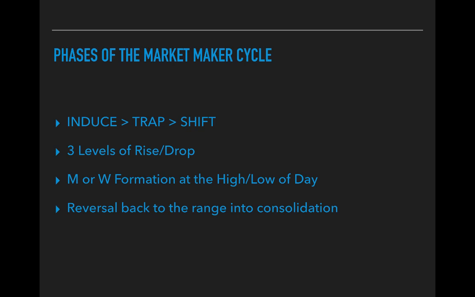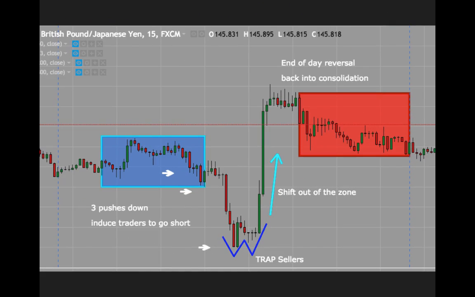All right, so let's go back to our chart again. I'm going to show you exactly what that looks like on this chart. So back to the GBP JPY, you can see in the Asian range, the blue box, we have three pushes down, all right, to induce the traders to go short. That's our false move out of the Asian session, right?